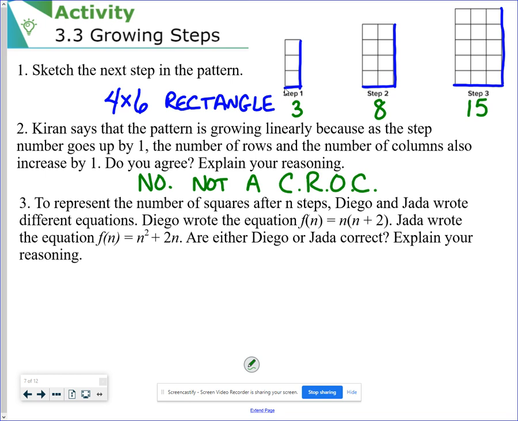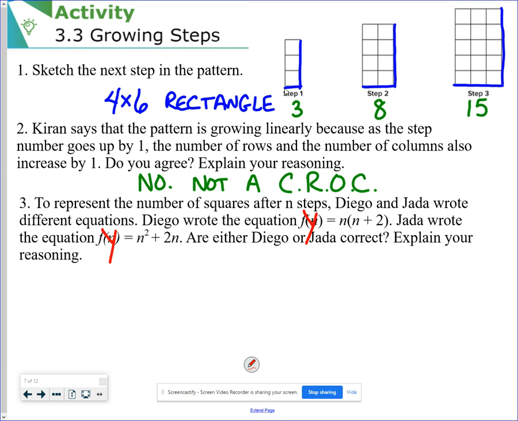To represent the number of squares after n steps, any number of steps, Diego and Jada both wrote different equations. So Diego wrote this, and by the way, we really haven't talked about function notation yet, but function notation is this. This is just taking the place of a y. So you could just imagine that that's just y equals n times n plus 2. And this is just y equals n squared plus 2n. Are either of them correct?